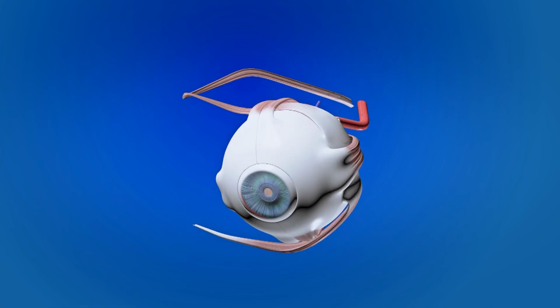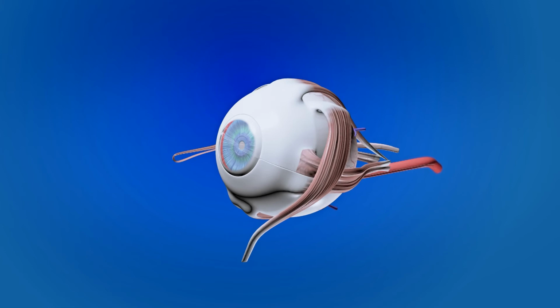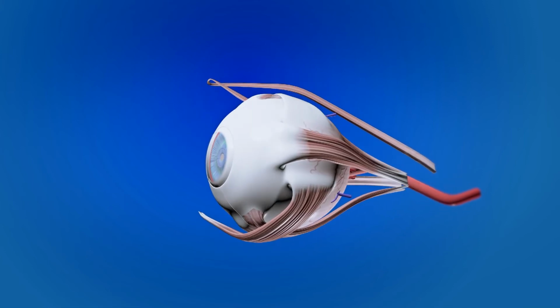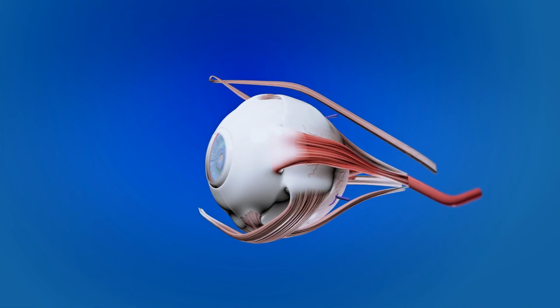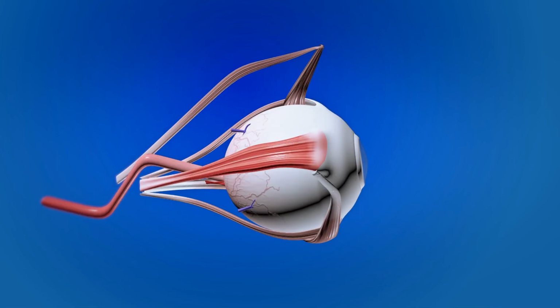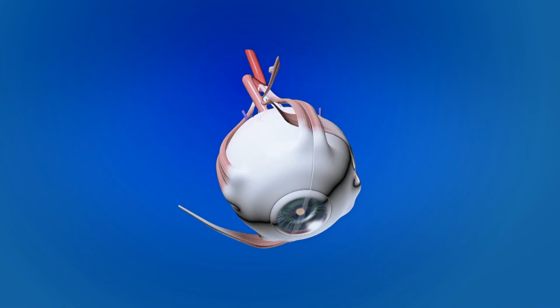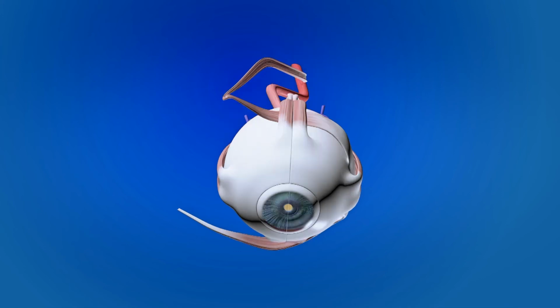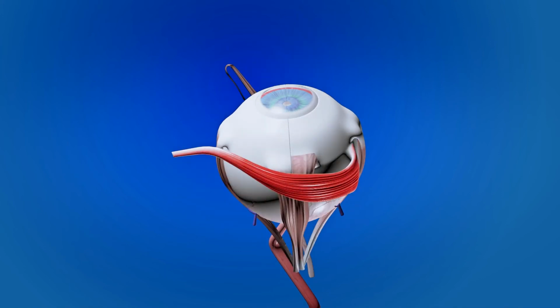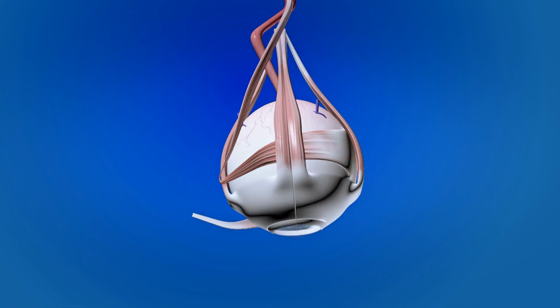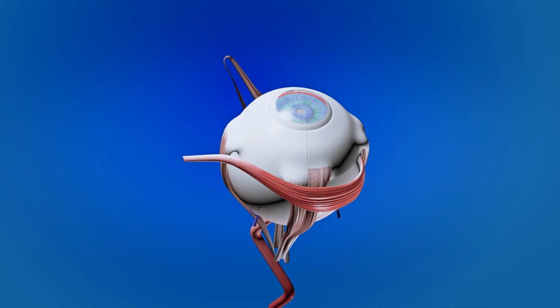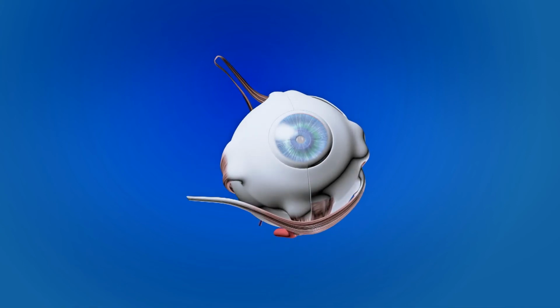Extraocular muscles, the 6 muscles that move the globe medially, medial rectus; laterally, lateral rectus; upward, superior rectus and inferior oblique; downward, inferior rectus and superior oblique; and torsionally, superior and inferior obliques.